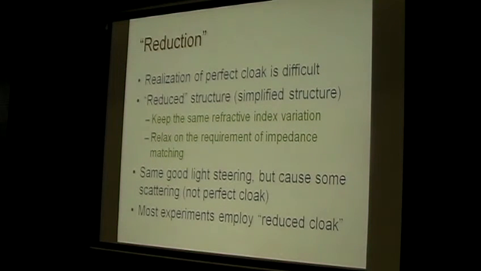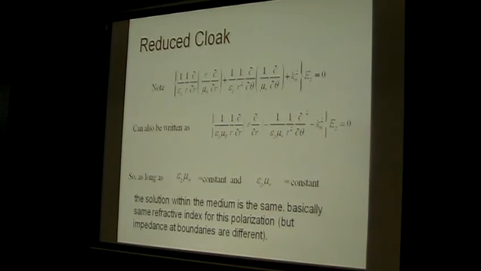And in fact, almost all experiments you can see these days are what we call reduced. And the trick is that you try to keep the same refractive index variation, but then you give up on the impedance matching. And therefore, it will cause some scattering, but it will still do the light steering for you, more or less. And I'm not going to go into details, but if you look at the equation in 2D, you will find that, in fact, if you can maintain this product and that product, which incidentally gives you the refractive index tensor in two directions, to be the same, the light steering property will be exactly the same. But what you give up is that you have some impedance mismatch at the surface, and therefore you would scatter some wave at the surface. And therefore it reveals the surface a little bit.